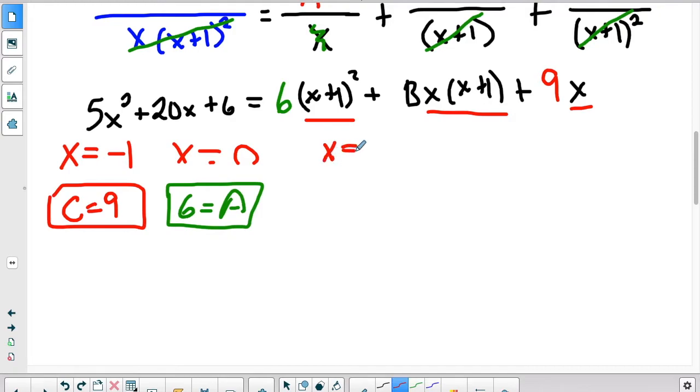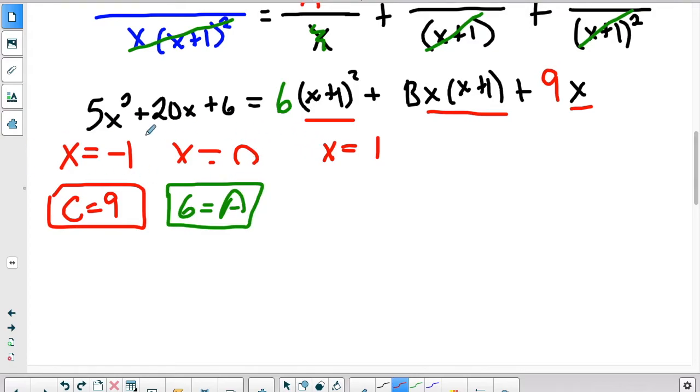Well, at this point here, again, what we said the first time we did one of these, both of these sides are equal. This is an equality. So any value of x I plug in will work. And since we've already found A and C, we only have one letter left to solve for. I'm just going to pick a value. 1.